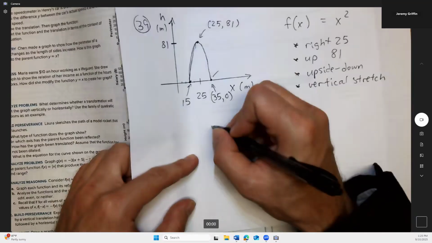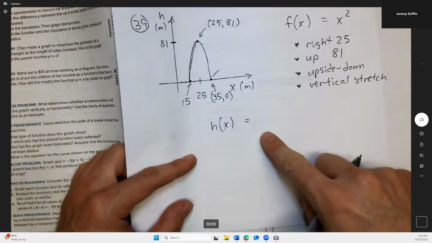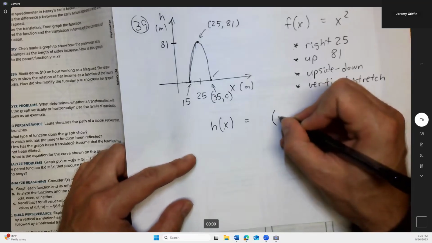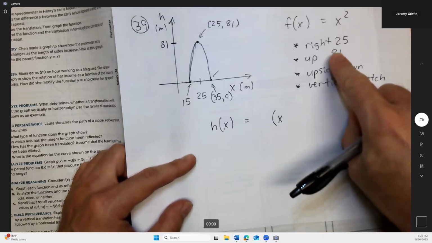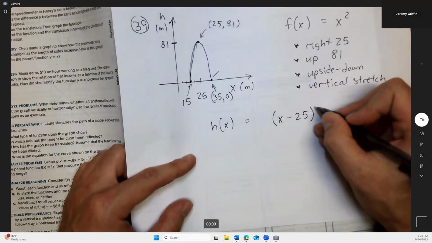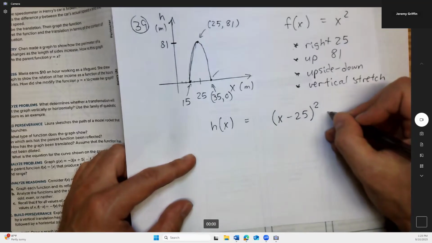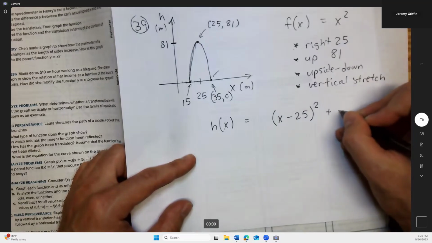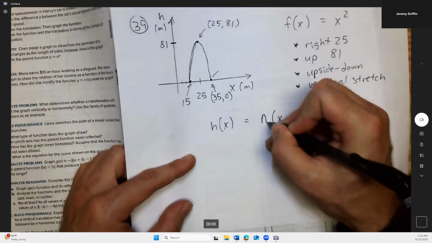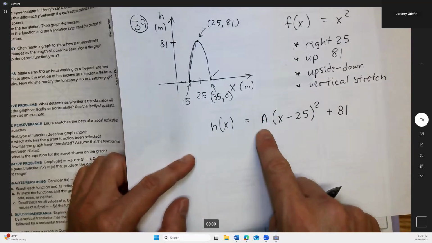So I'll say h of x equals. I know x squared is the parent function, so I can take x, let's see, right 25. Wouldn't that be minus 25 right here, and then squared? That effectively moves it right 25. Up 81 would be plus 81 at the end after everything's done. But there's still one more factor. I'm going to throw some stretch factor a in front of the whole thing. Now, I don't know what a is, but we can solve for it.